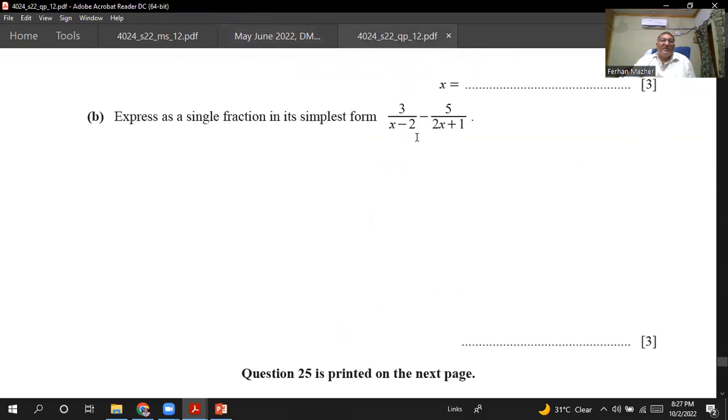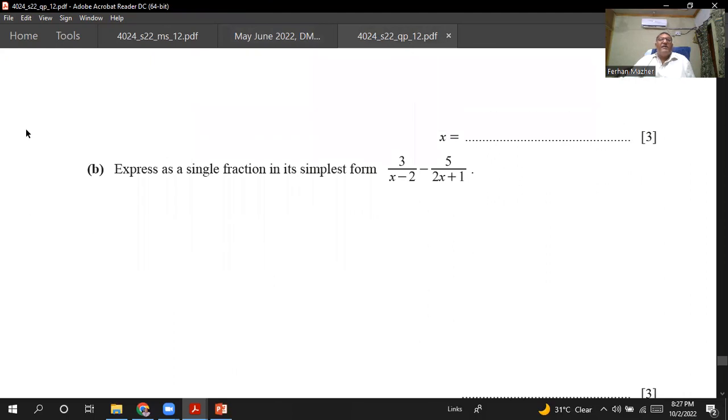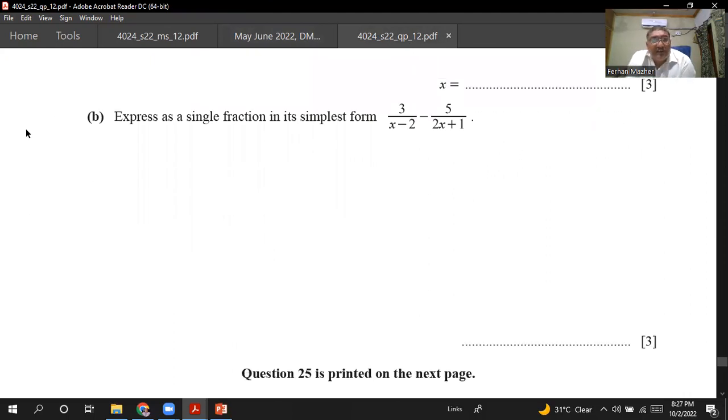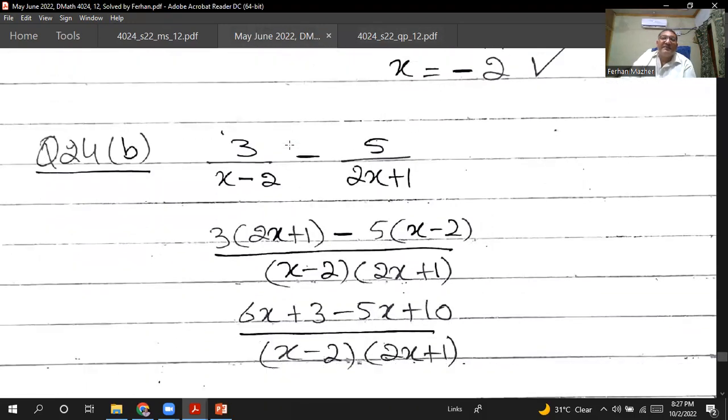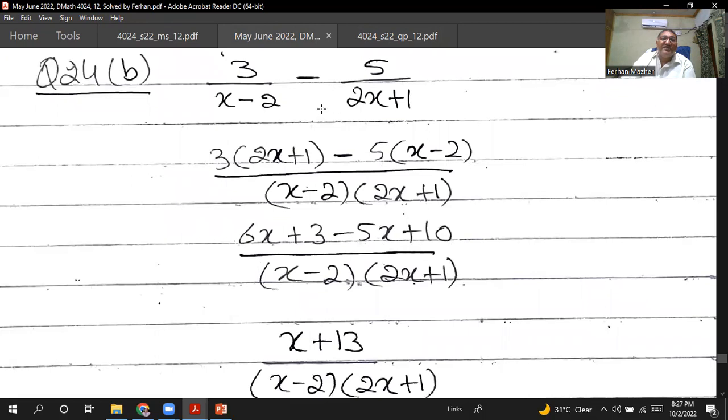Now in question number 24b, it says express as a single fraction in its simplest form: 3 divided by x minus 2 minus 5 divided by 2x plus 1. So these are two fractions. Their denominators are different from each other, so we will take their LCM. Very simple. This is chapter number 6 from T2. I will take the LCM. It will be x minus 2 times 2x plus 1.